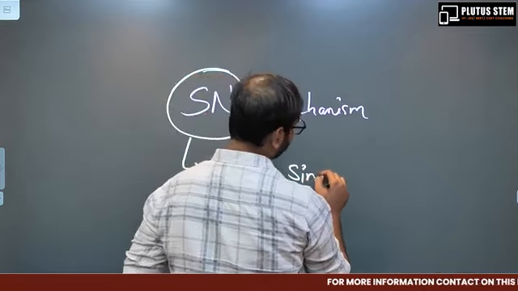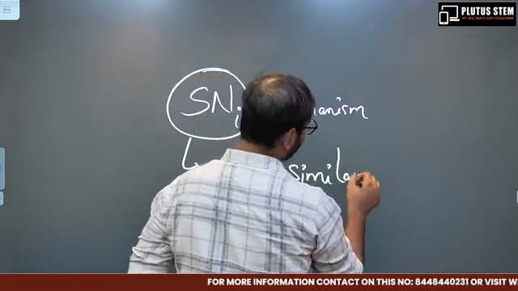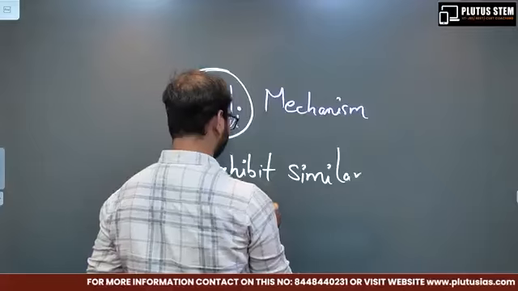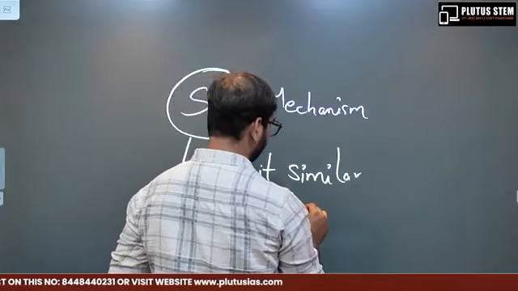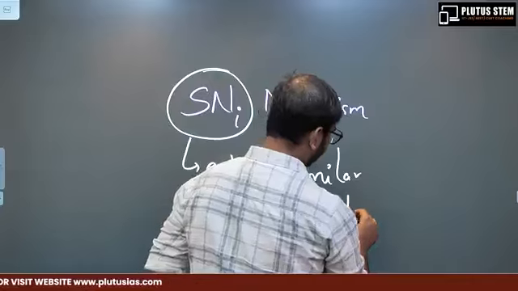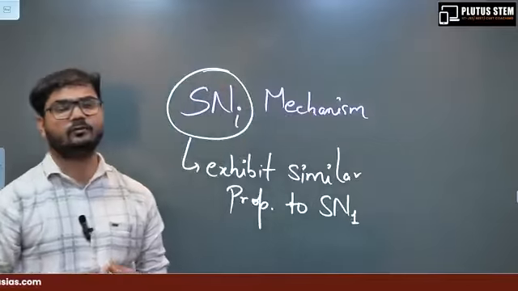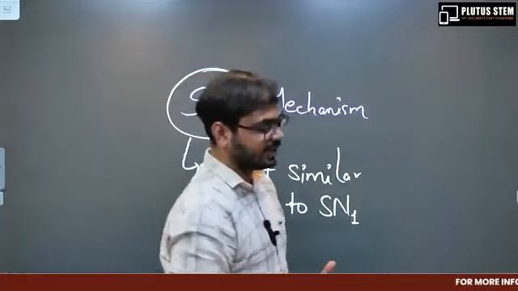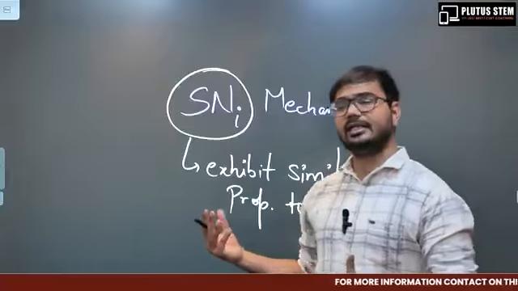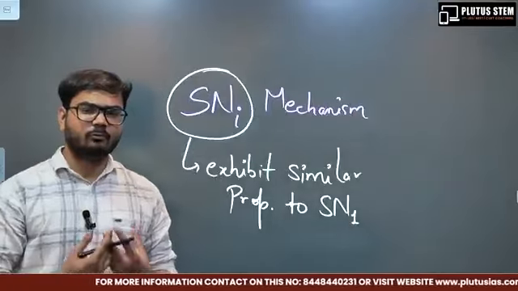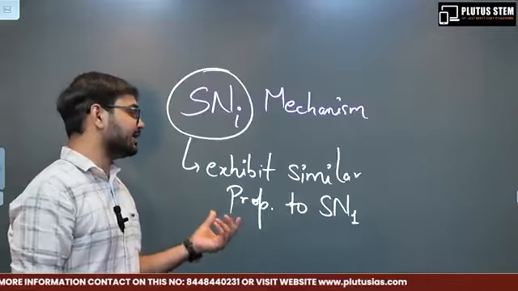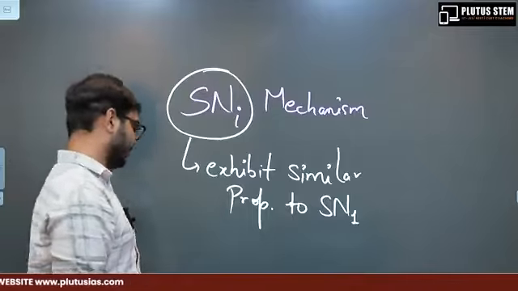similar properties to SN1 reactions. Whichever characteristics of the SN1 reaction we already know, the SNi reaction also gives us similar results. But why are we not calling SNi as SN1? What is the difference between them?